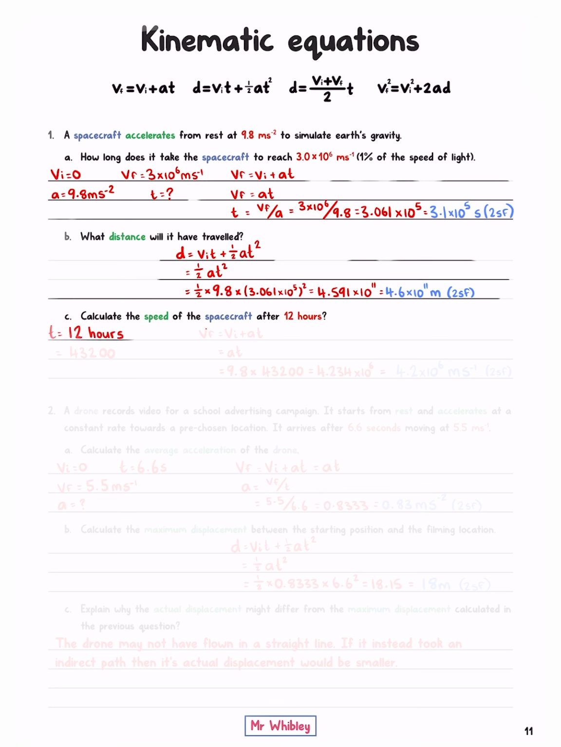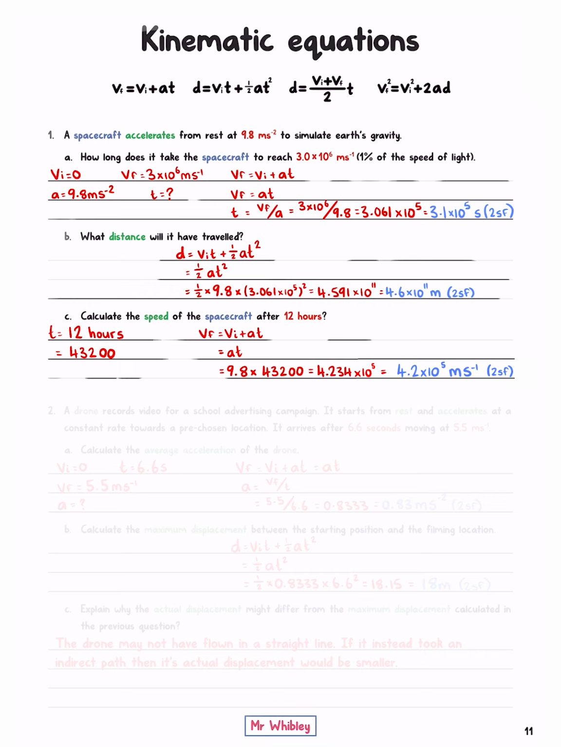Our time of 12 hours, if we multiply that by 60 times 60, gives us 43,200 seconds. We can use this equation here to find our final velocity. Once again, knowing that vi is 0, putting our numbers in, gives us 4.234 times 10 to the 5, or 4.2 times 10 to the 5 meters per second to two significant figures.